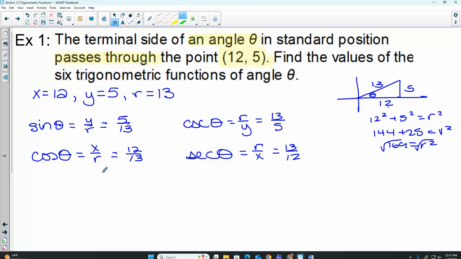I'm writing the definition as I go. I don't care if you do that. If you just say cosine of theta equals 12 over 13, that's fine.